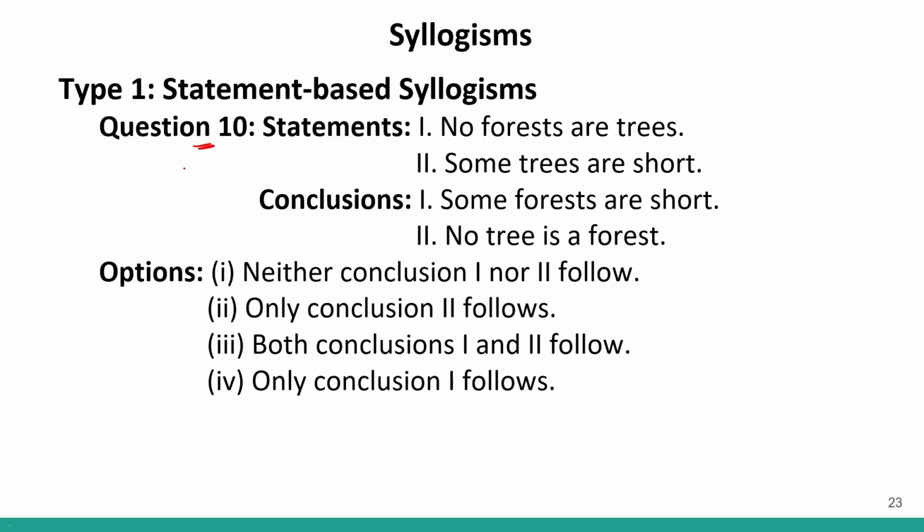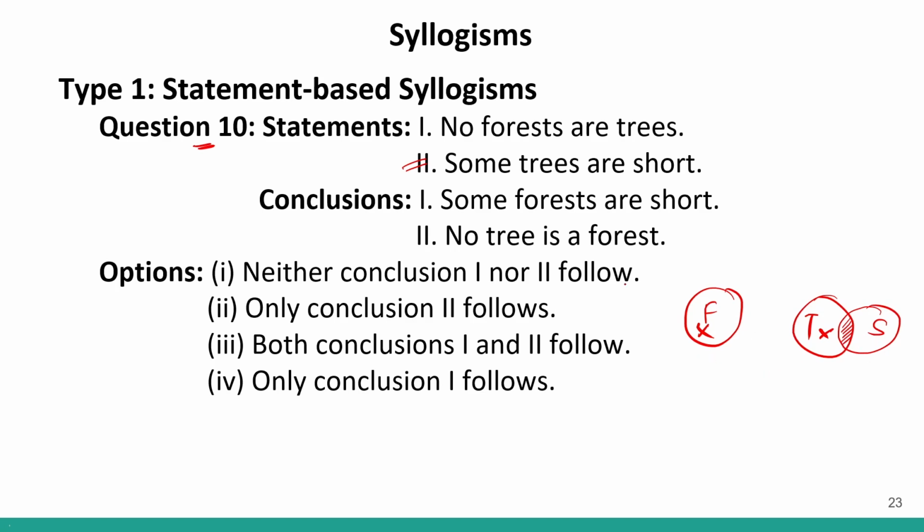Question number 10. Set of 2 statements and 2 conclusions. Statement 1 says no forests are trees. That means forest and trees are separate entities. They will not overlap with each other. So no forests are trees. Then it is given to us some trees are short. So some trees are short will be represented like this. Highlight will be in this area. Some trees are short. So this is my Venn diagram.